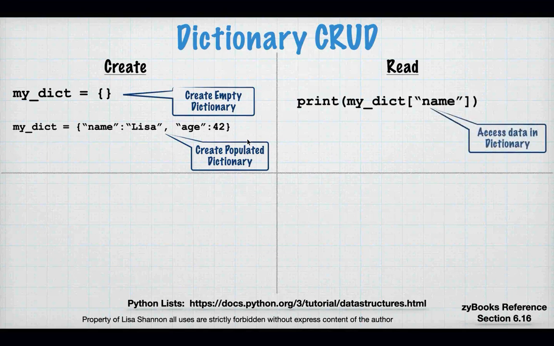Read, that you just read it, and this looks very much like a list. You got information in the square bracket. In this case, the difference between a dictionary and a list when you're reading something is the dictionary uses the key as how you get to it. Not index values. So you are always going to be using that key, whatever it is.